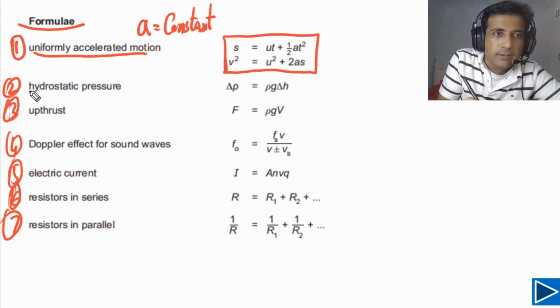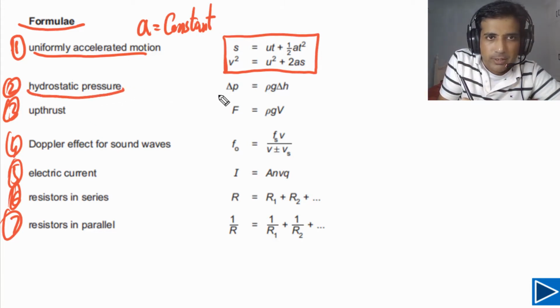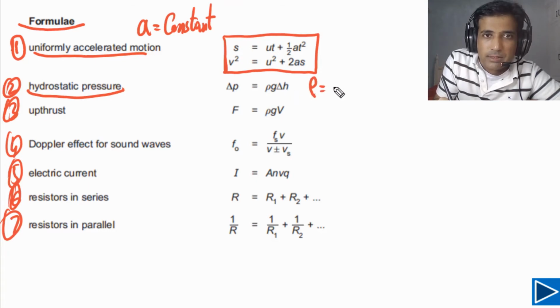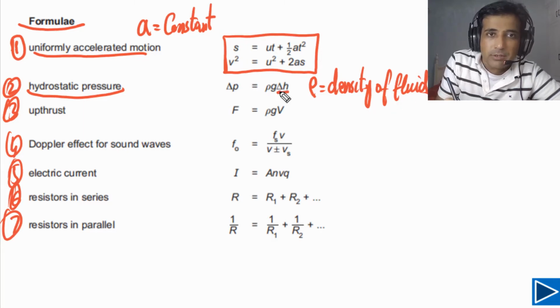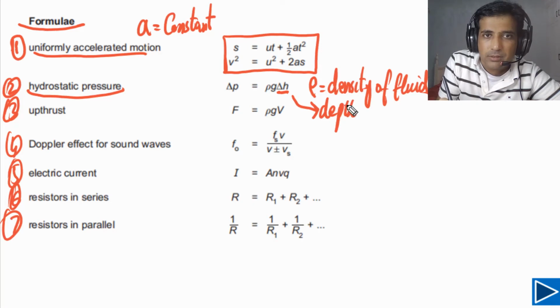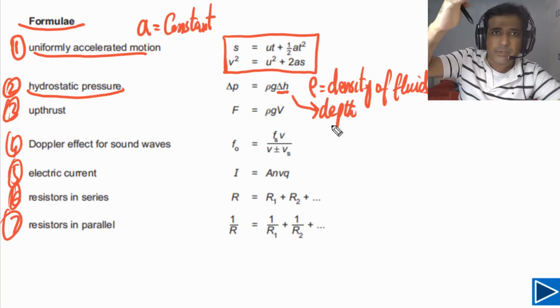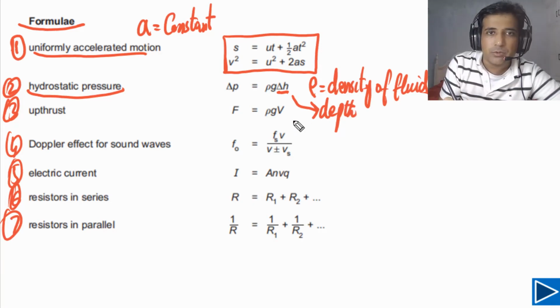And the second one is about hydrostatic pressure, and in this formula you need to understand rho. Rho is the density of fluid. Very important. In some questions they will try to confuse you with this density, so you need to understand this is the density of fluid, not the density of any solid object. And this delta h is not height, this is the depth, meaning the distance from the surface to the object. So this one is depth.